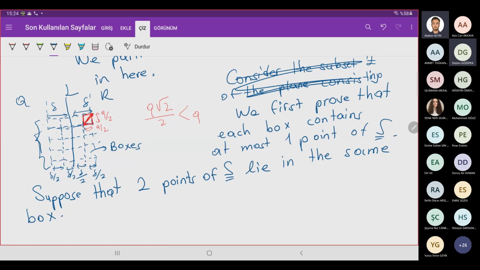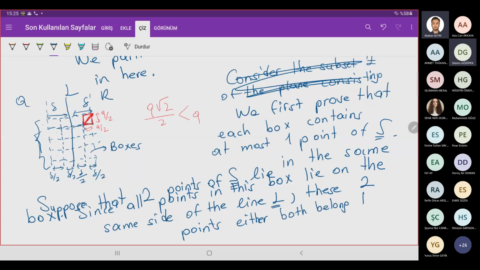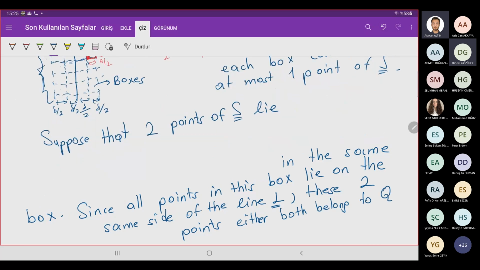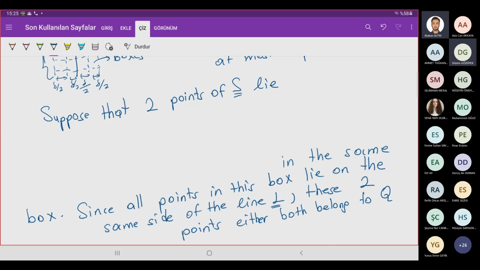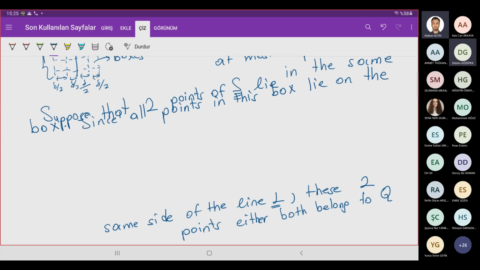Since all points in this box lie on the same side of the line L, these 2 points either both belong to Q or both belong to R.